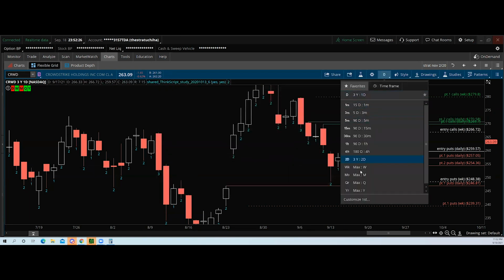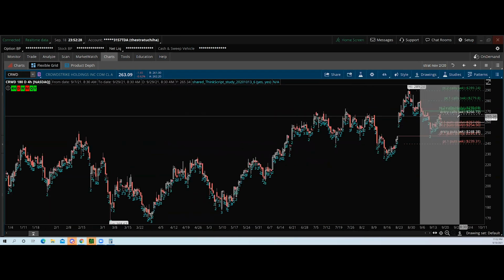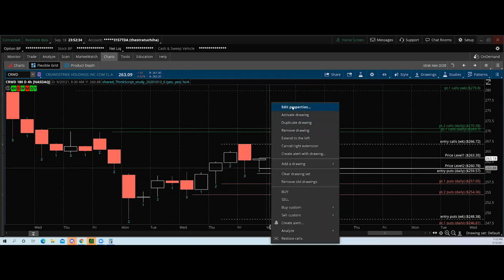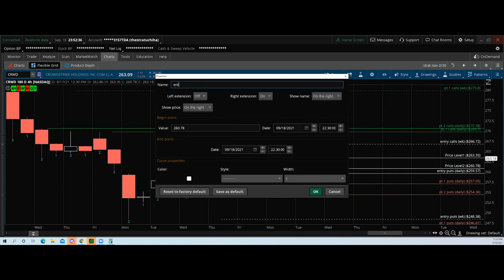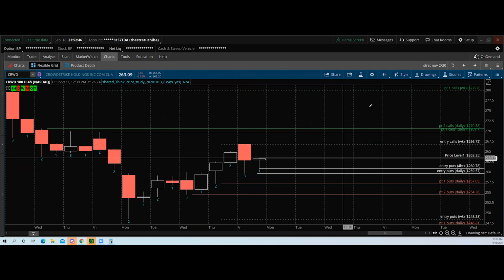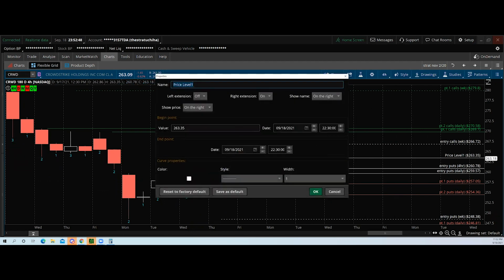Then we go down to the 4 hours, see if we got our earlier entry. We do. Your early entry for puts is 260.78. Entry puts 4 hour. And then your early entry for calls on the 4 hours, 263.35. Entry calls 4 hour.